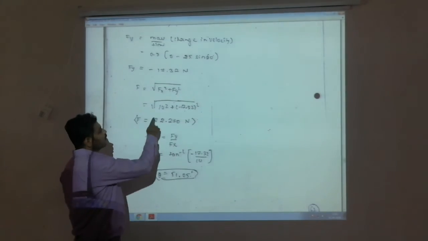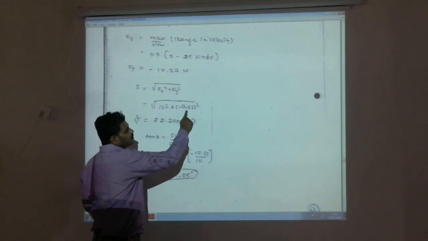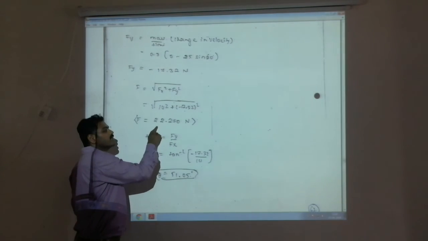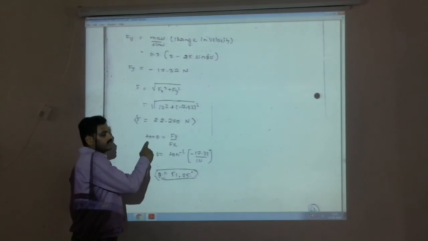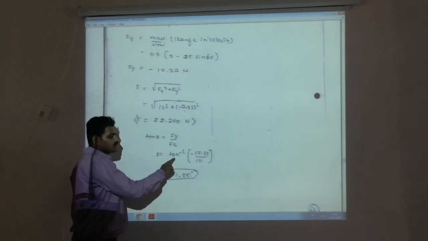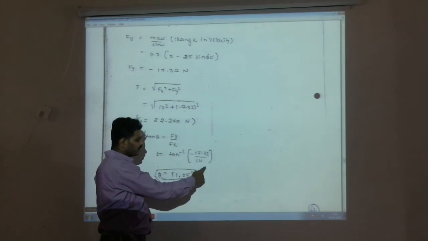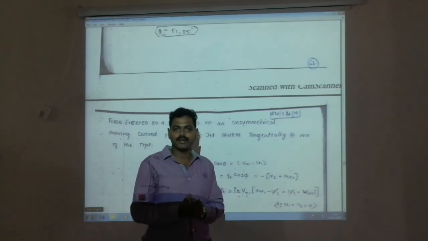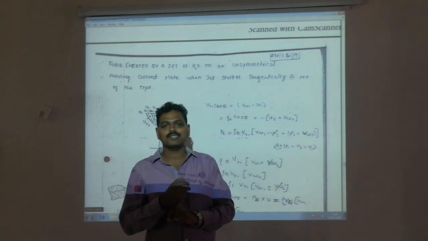Then f is equal to square root of fx square plus fy square, 14 square plus minus 17.32 whole square. Then you will get the resultant f as 22.270 Newton. Then the direction: tan theta is equal to fy by fx, then theta is equal to tan inverse of fy by fx, that is minus 17.32 by 14. Then you get theta equal to 15.05 degree. That represents you have found the resultant as well as the direction.